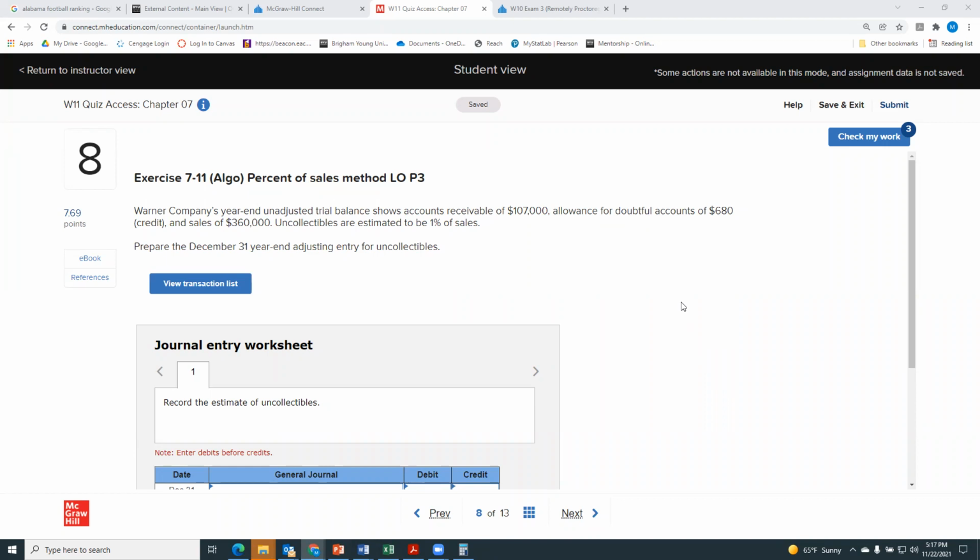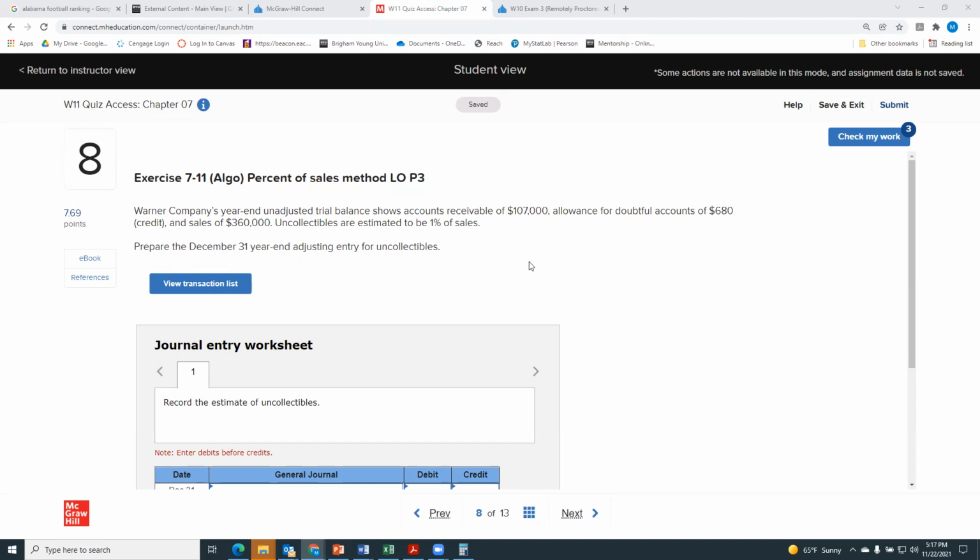This one is Warner Company, and they have an unadjusted trial balance, which shows accounts receivable of $107,000. Allowance for doubtful accounts of 680, which should be a credit balance, and it is. And then they have sales of 360,000, and our uncollectibles are estimated to be 1% of sales. So it wants us to prepare a December 31st adjusting entry for uncollectibles.